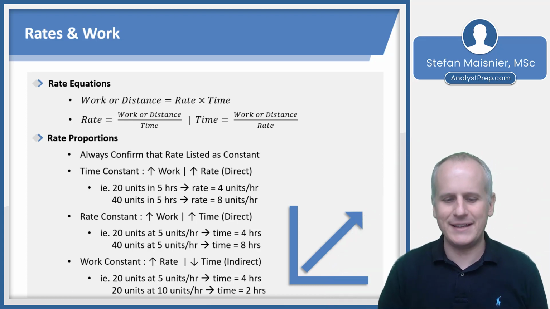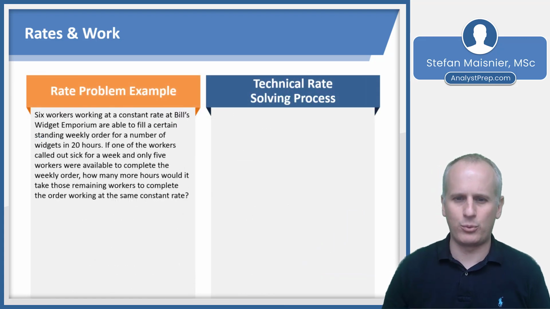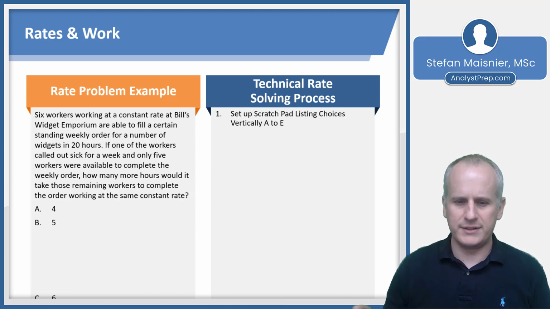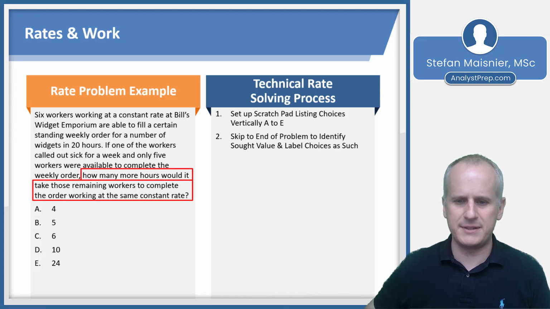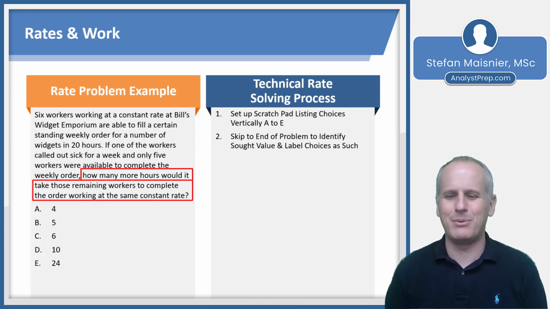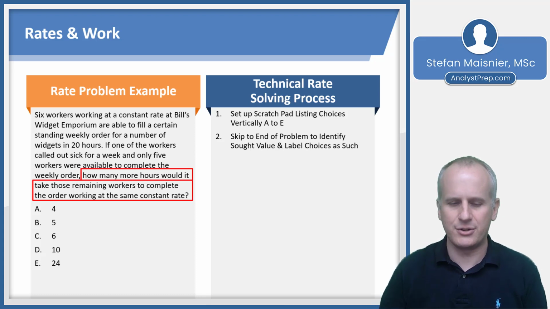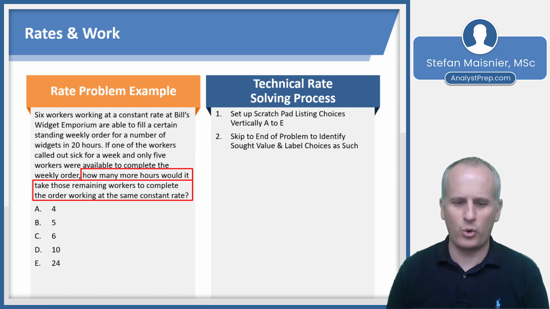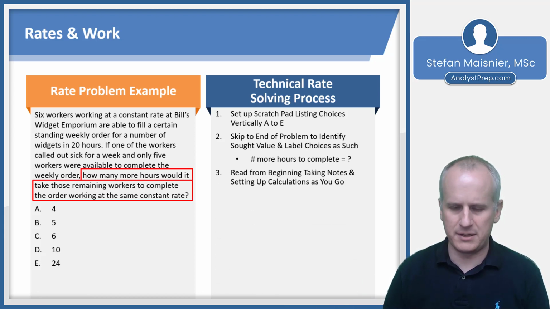So then let's take a look at a sample rate problem. As always, you want to set up your scratchpad as normal, listing your answer choices vertically A through E. In this case, the answer choices are simple numbers: 4, 5, 6, 10, and 24. I'd write them out on the scratchpad. Then, of course, we skip to the end of the problem to identify the sought value and label the choices as such. Here we're being asked how many more hours it would take those remaining workers to complete the order working at the same constant rate. So we're looking for the number of more hours to complete the job.